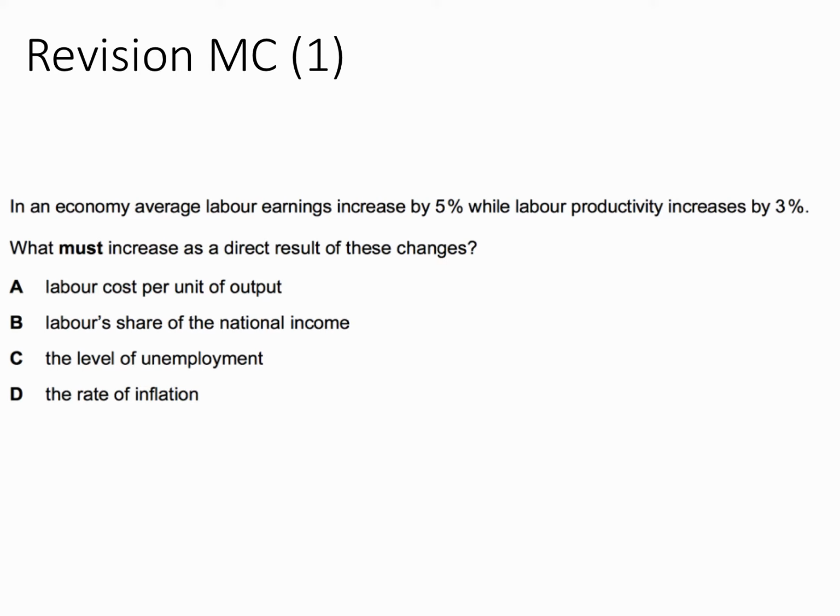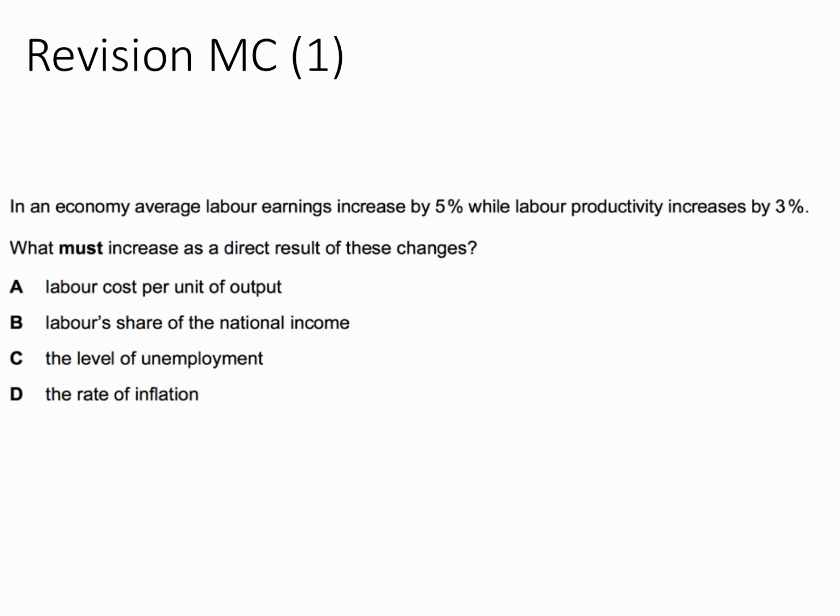So here we go. Here's our first question, revision question number 1. In an economy, average earnings increase by 5%, whilst labour productivity increases by 3%. Here's the question: what must increase as a direct result of these changes? Have a go.